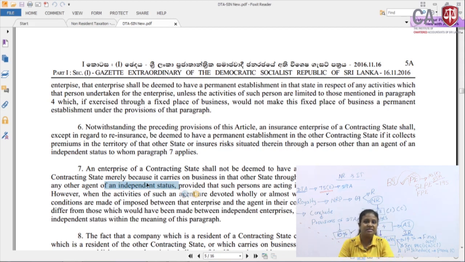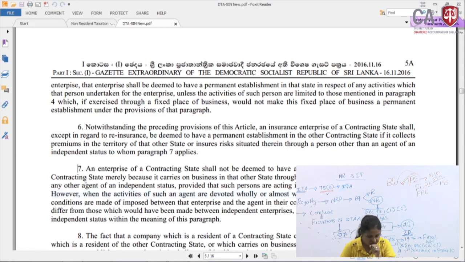Now you can understand how important those two case law provisions are, Anglo-Persian Oil Company versus CIR, Chivias and Sons Limited versus CIR. And see, it is linked to the Inland Revenue Act and it is linked to the Double Taxation Treaty. Please go through these things and make the link, and this is very important for you to write and compute your non-resident taxation questions, okay? An agent of an independent status, provided that such persons are acting in the ordinary course of their business.